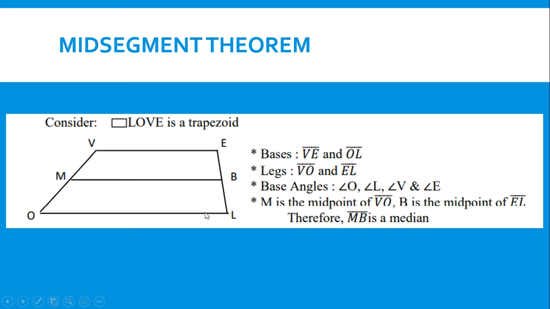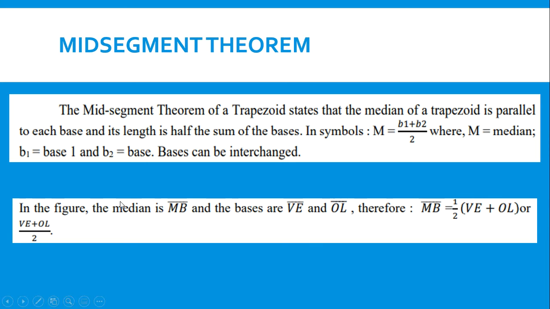But it doesn't really matter because ang aim niya is i-add lang nimong duha ka base divided by 2, that is the measurement of your median. Okay? Bases can be interchanged. In the figure, the median is MB and the bases are VE and OL. Therefore, MB equals 1/2 times VE plus OL, or MB equals VE plus OL over 2.